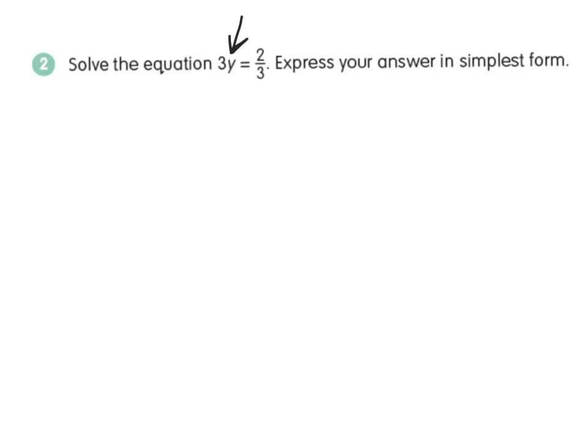To get rid of the 3, you have to do the opposite operation. What operation is currently happening here in our problem, 3y? It means 3 times y. I have to do the opposite of times, which is divide. So I have to divide by 3. That will get rid of the 3, and then on the left, I will have y. But remember, if you do something to the left, you have to also do the same thing to the right.